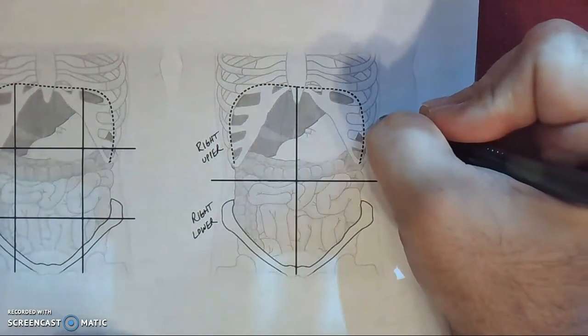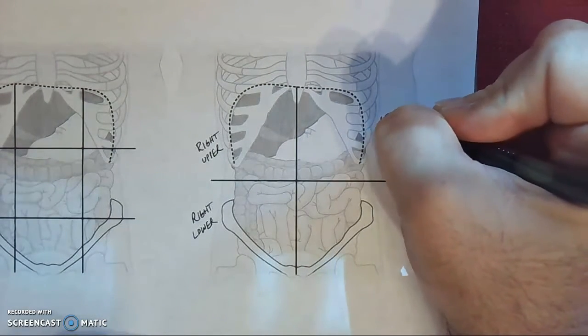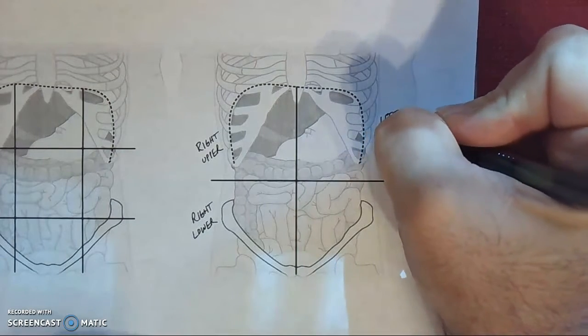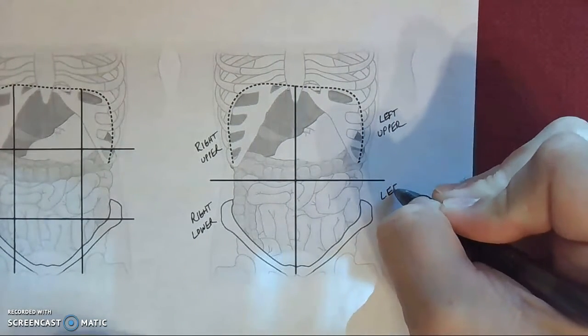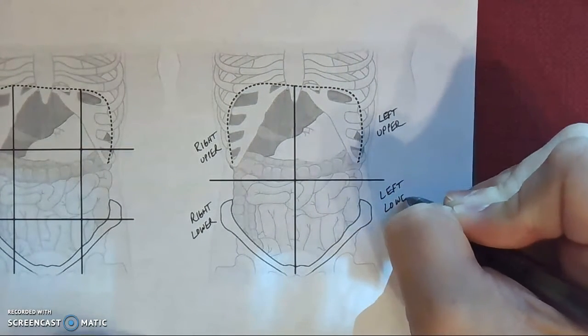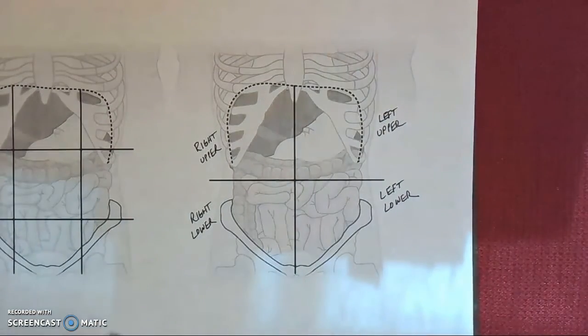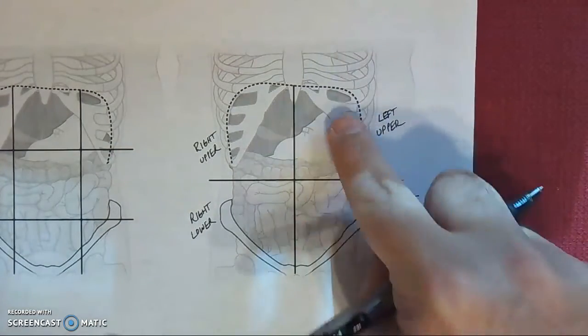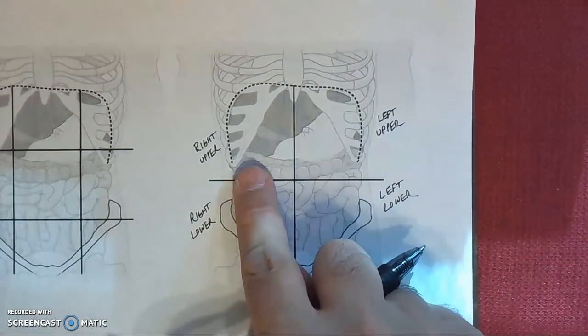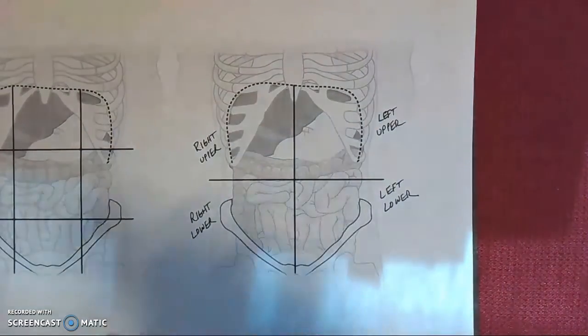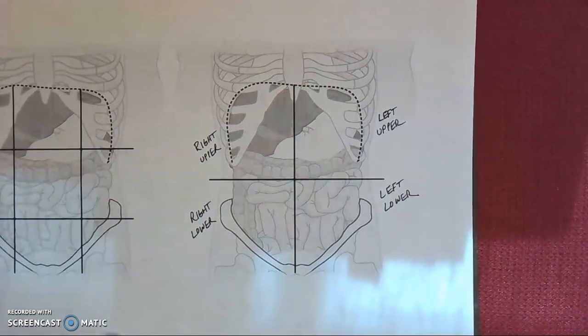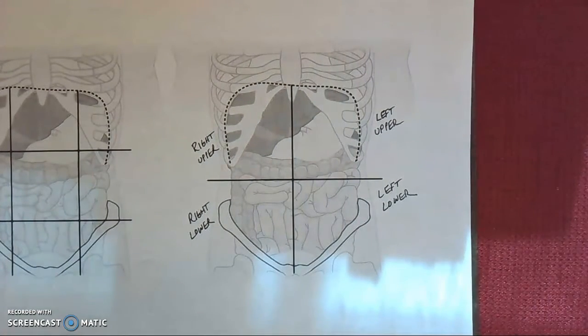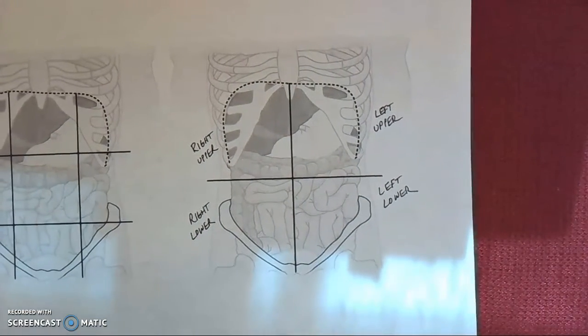Then we have the left upper quadrant and the left lower quadrant. So left upper, we have the stomach. Right upper, we have a lot of the liver and the gallbladder. So doctors use these to describe where pain might be located or where there might be an issue.